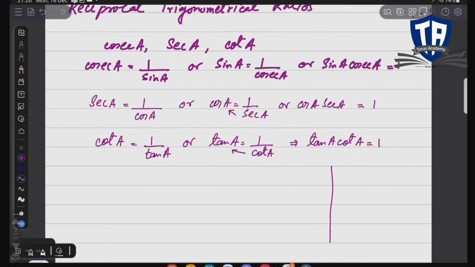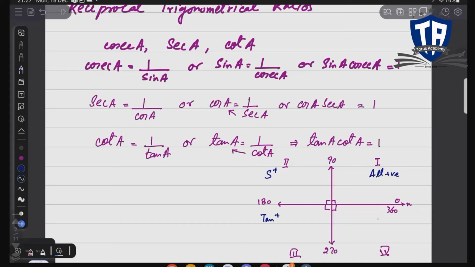If we recall our basic concept from the quadrants, we know this is quadrant number 1, this is quadrant number 2, 3, and 4. These are the 4 quadrants. This is the x-axis and the angle is 0. The terminal line between the first and second quadrant is of 90 degrees. Likewise, 180 degrees, 270 degrees, and 360 degrees. As we know, all positive, sine positive, tan positive, and cos positive.